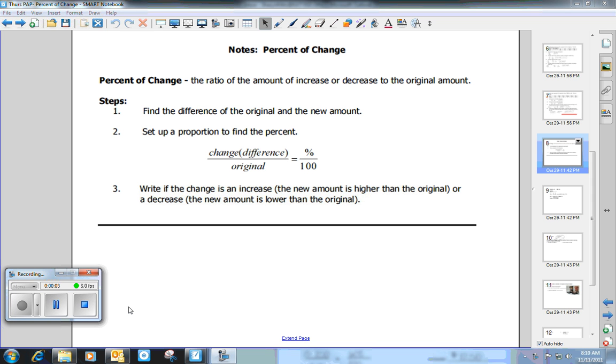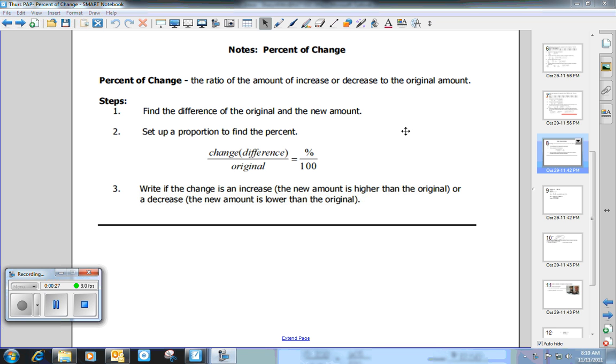Percent of change is the next topic in our unit. Percent of change is the ratio of the amount of increase or decrease to the original amount. So basically what that means is that we're going to find the difference between the original amount and the new amount, and then use that to figure out what percent that difference is.